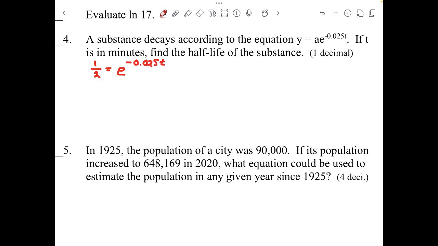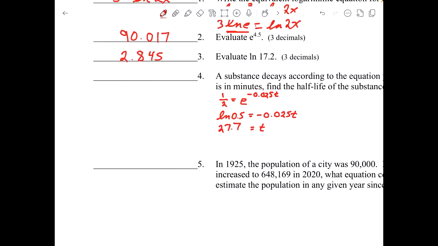0.025t power. To solve, I take the natural log of both sides, so I have the natural log of 1/2, or 0.5 as a decimal, is equal to the natural log of e to my exponent here, but that's going to bring my exponent out, so it's going to be simply negative 0.025t. Dividing both sides by the negative 0.025, that gives me a value of 27.7. So the answer is 27.7 minutes.